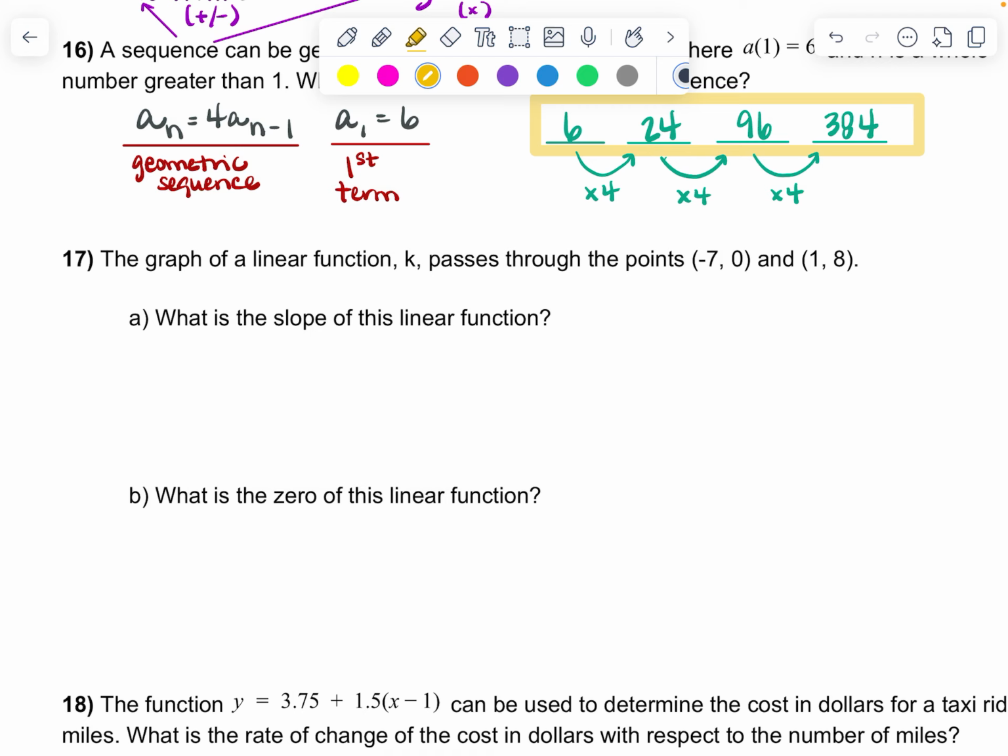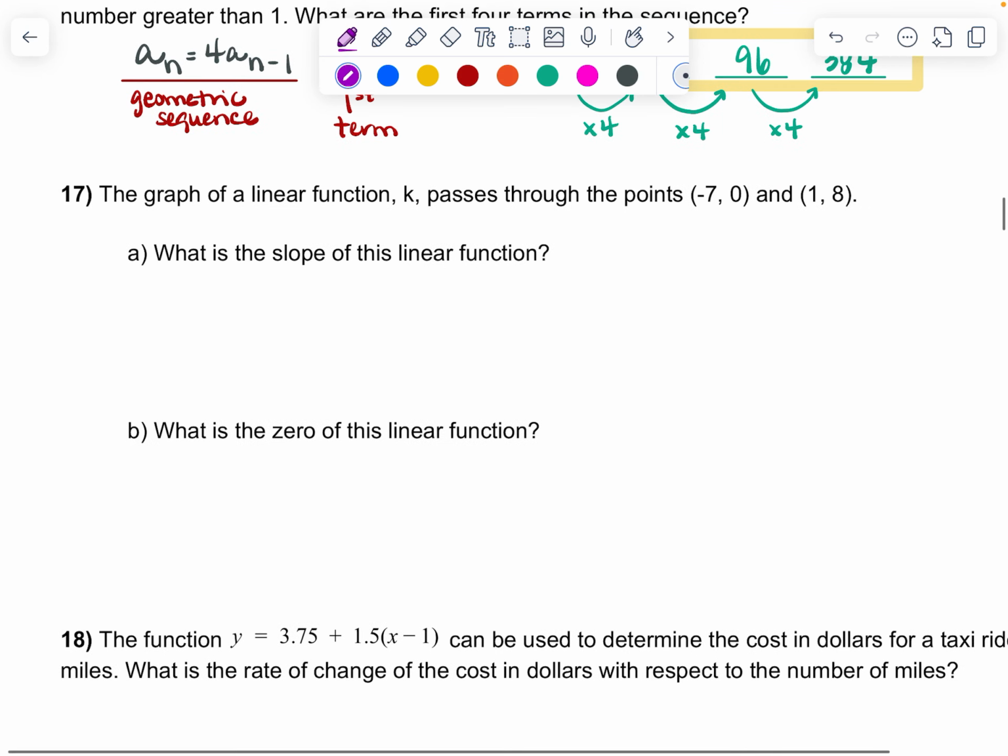All right, number 17. The graph of some linear function, they're just calling it k, no big deal, passes through the points negative 7, 0, and 1, 8. What is the slope of the linear function?